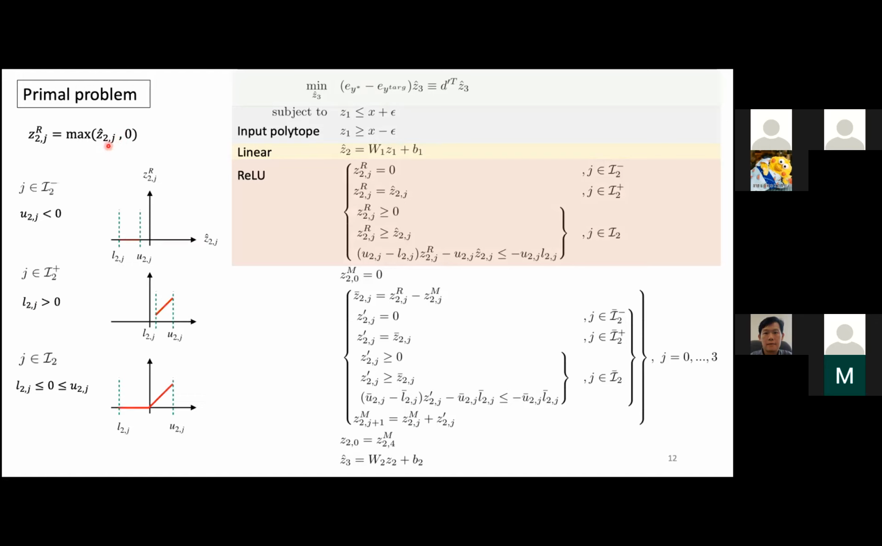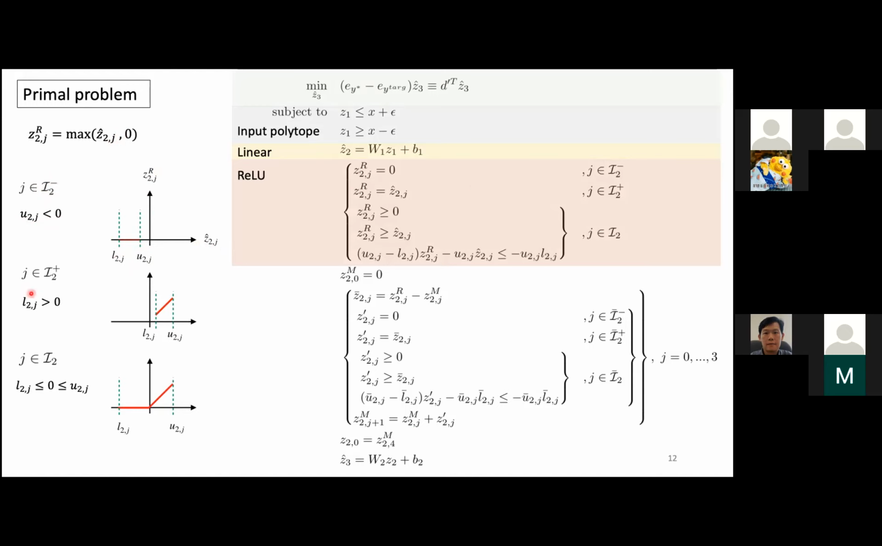can be described by the upper bound and the lower bound because its input has a region. So, according to the different upper and lower bounds, its input can be divided into 3 cases. And the first case is that its input upper bound is smaller than 0. So in this case, we can see that its output LR2J is equal to 0. And we collect this kind of node into an I2 minus set. So here we can get the first constraint.